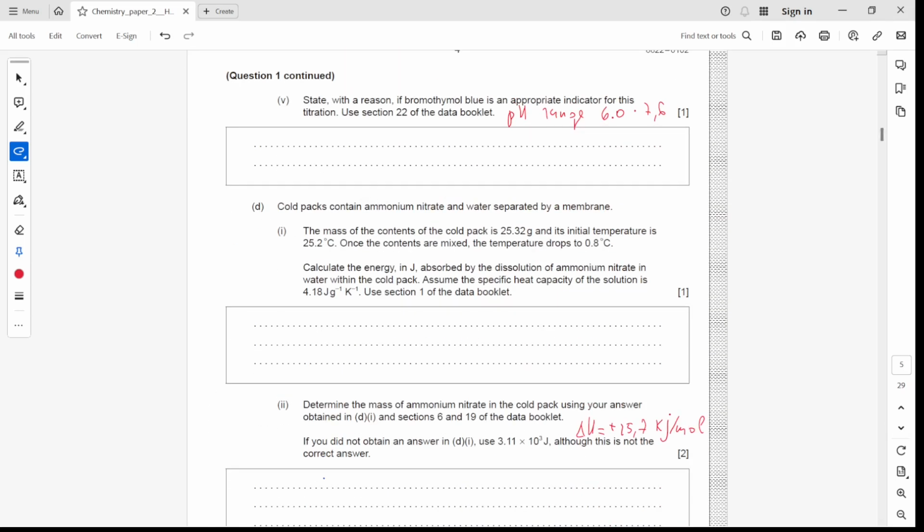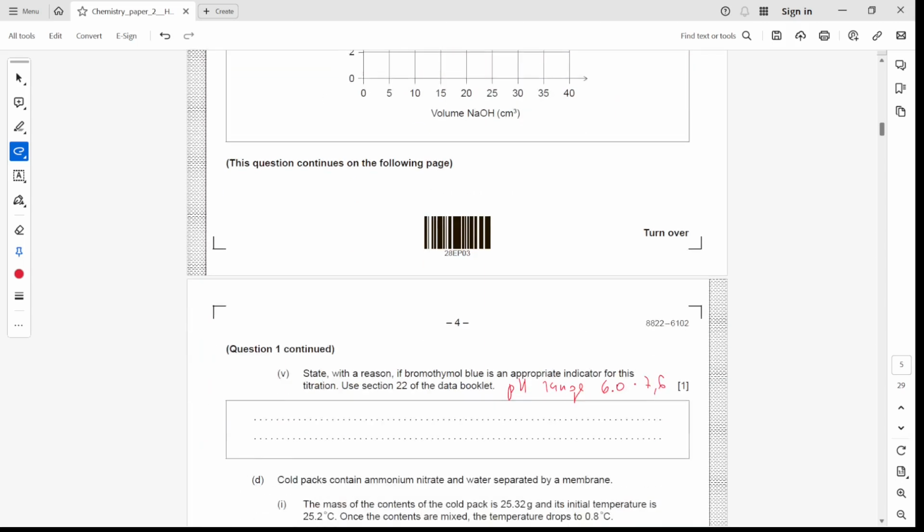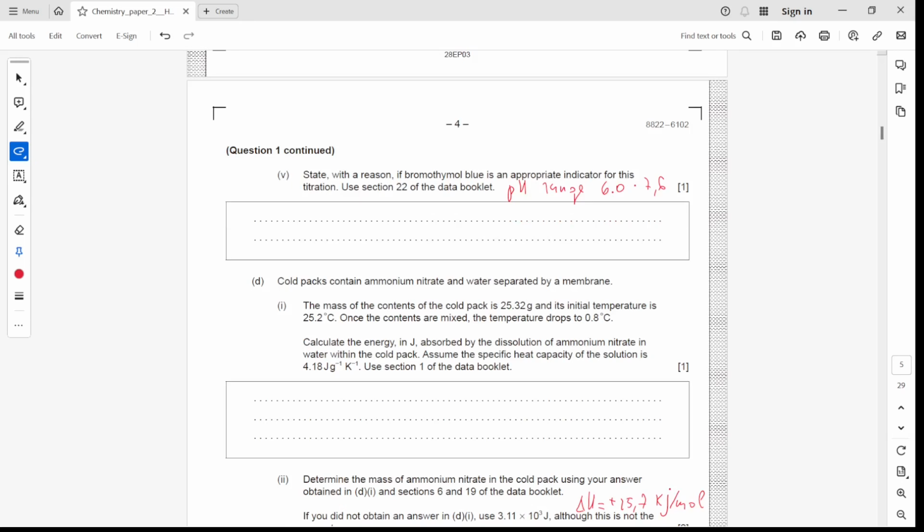So for the next question, I wrote for myself the range of Bromothymol blue. So as we can see, the range of it is 6.0 to 7.6, which is much smaller than our pH at the equivalence point, right? So we cannot titrate ammonium nitrate with Bromothymol blue.